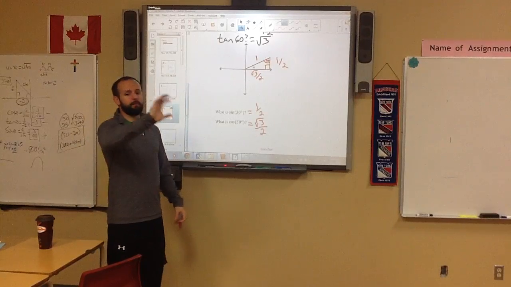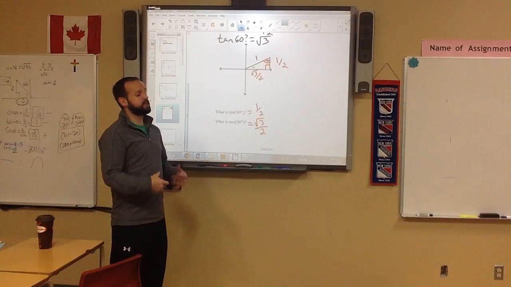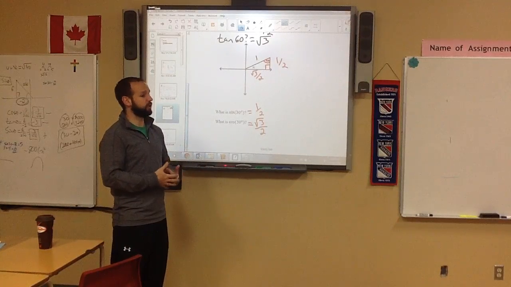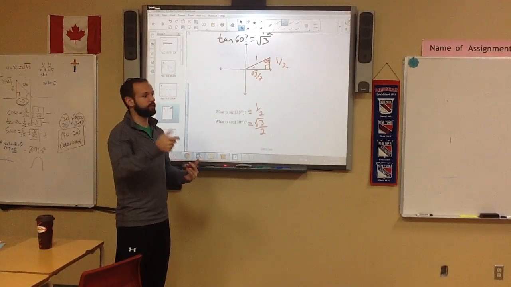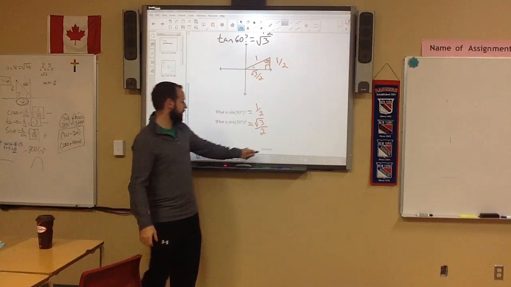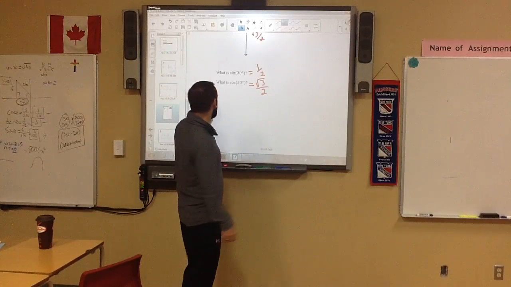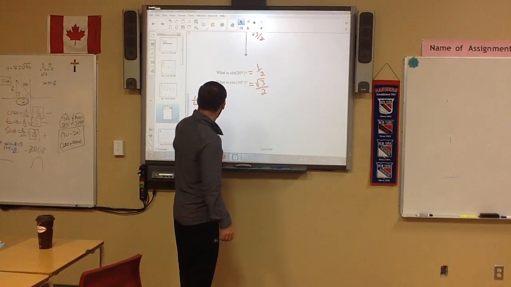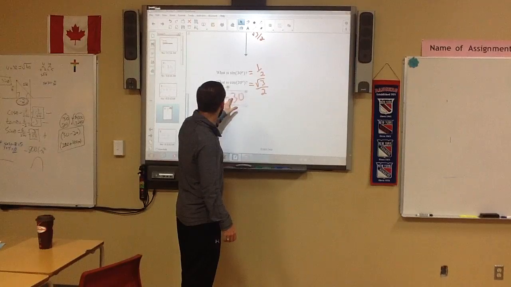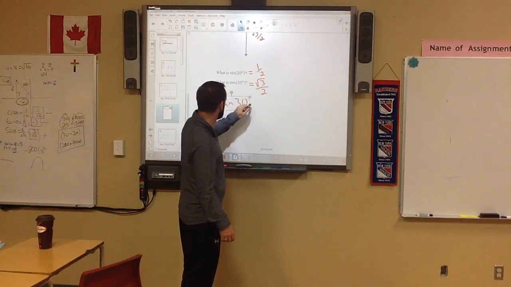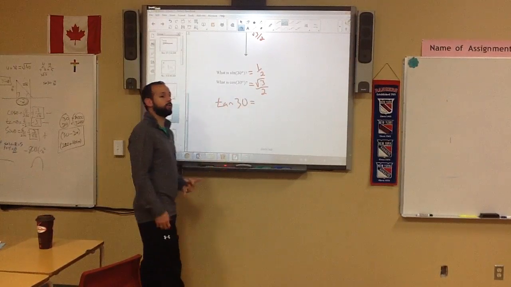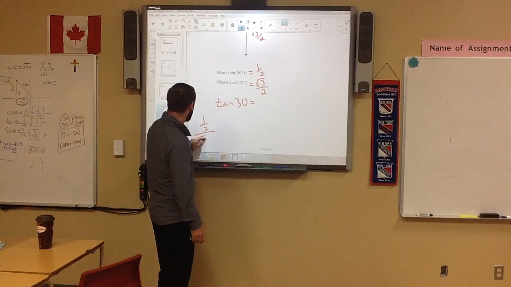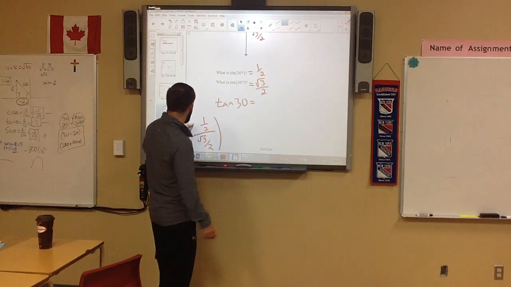Essentially what's happening is my triangle has turned so that now instead of using the 60 degree, I'm using the 30 degree as my reference angle. All that does is switch the terms regarding sine and cosine. The other one that's a little tricky is tan 30. I'll move that so it's consistent. That's still rise over run. So my rise this time is 1/2. My run is root 3 over 2.